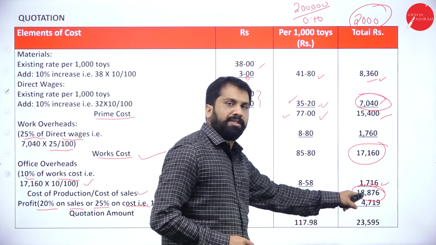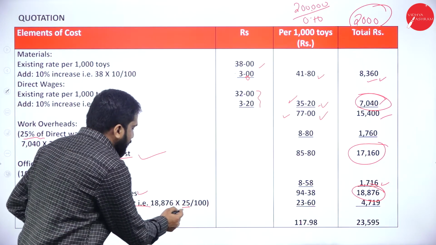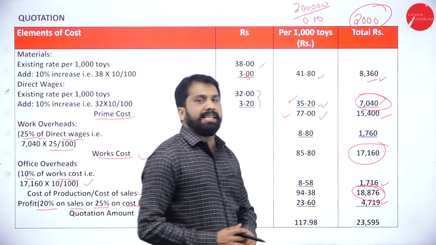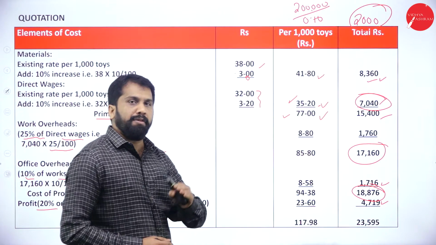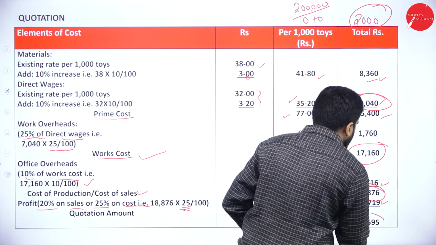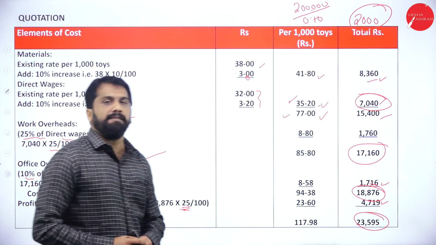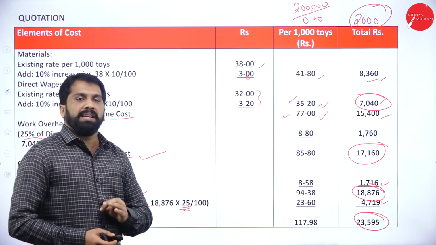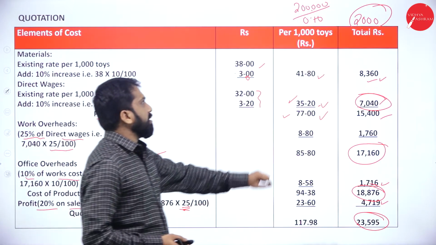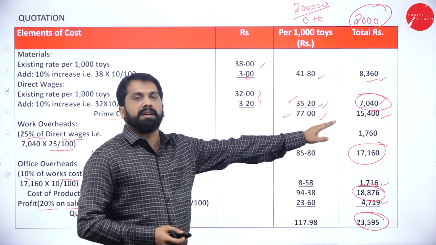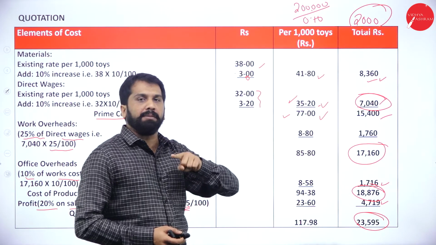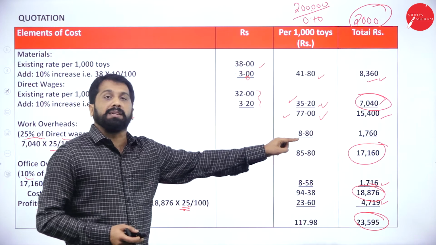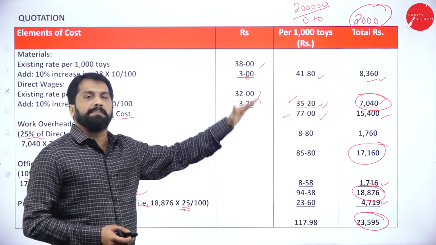So 18,876 is your cost. On that, if you calculate 25%, you will get around 4,719. If you add both, you will get around 23,595. This is all about your quotation. In quotation, first we will calculate per unit. Later we'll convert to rupees. Again, I'll repeat. In this, we calculate per unit. Later we will convert to rupees. So this is the procedure.